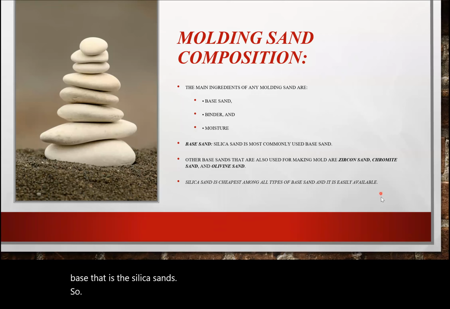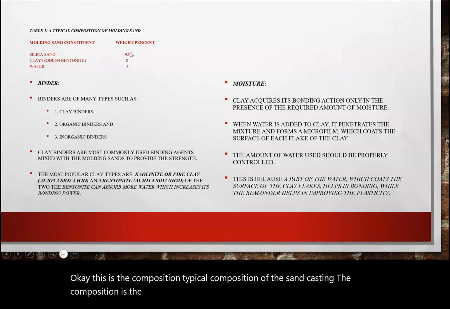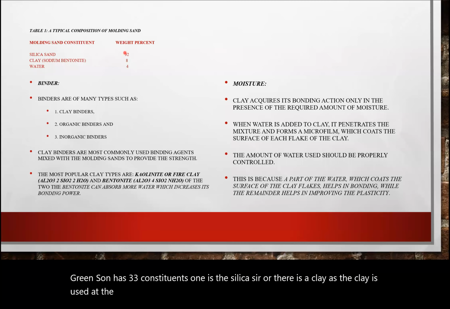Let's move to the next slide. See here, this is the typical composition of sand casting, in weight percentage. As you know, green sand has three constituents: the silica sand, the clay, which is used as the binder, and the water, which is used for the moisturizing process.